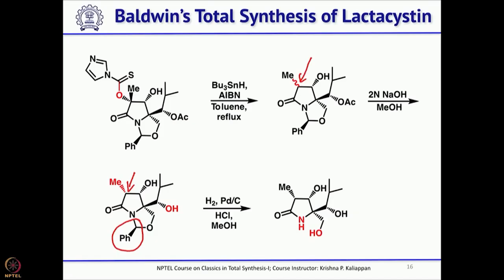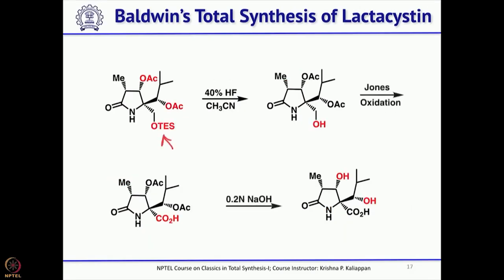So you get a free amino alcohol. Okay, you have come up to a very, very key intermediate now. How many chiral centers are fixed? 4 chiral centers are fixed, starting with 1 chiral center of pyroglutamate. Then protect the primary alcohol as a silyl ether and the secondary alcohol as acetate. Then remove the silyl group with 40% HF to get the primary alcohol.